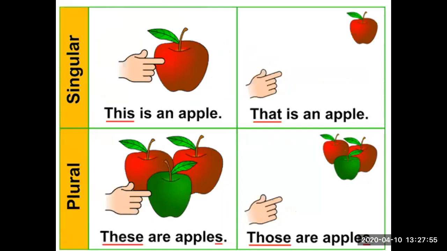Remember, last session we saw this, that, these, and those. This and that are used for singular, and these and those are used for plural. When we have singular things, we say this is. Remember, the verb is in singular form. That is for far things, so we use the singular form with them. So, that is an apple. When we have plural, we use are. If it is near, we use these. If it is far, we use those. Great. Let's move on.